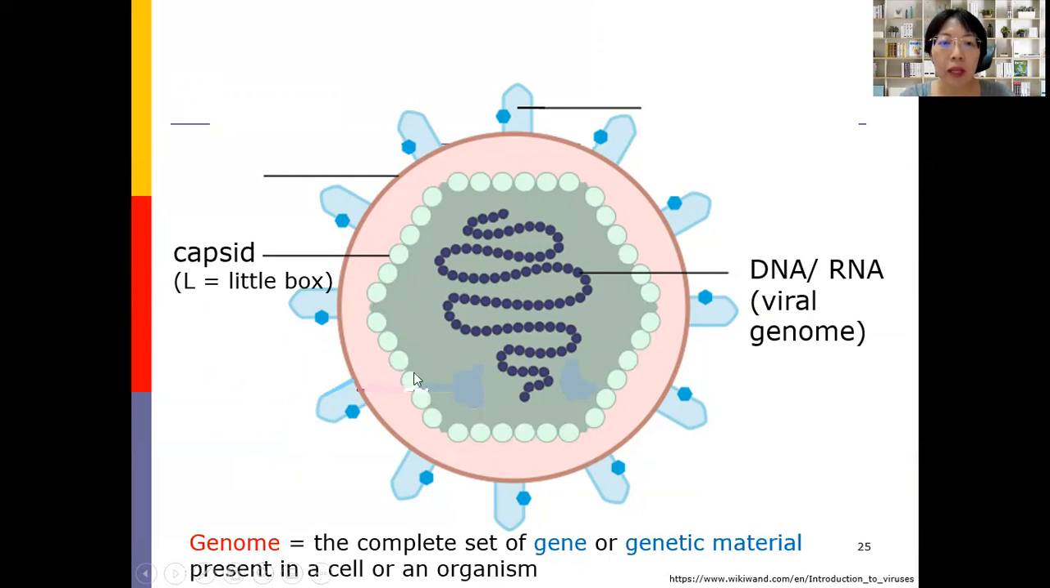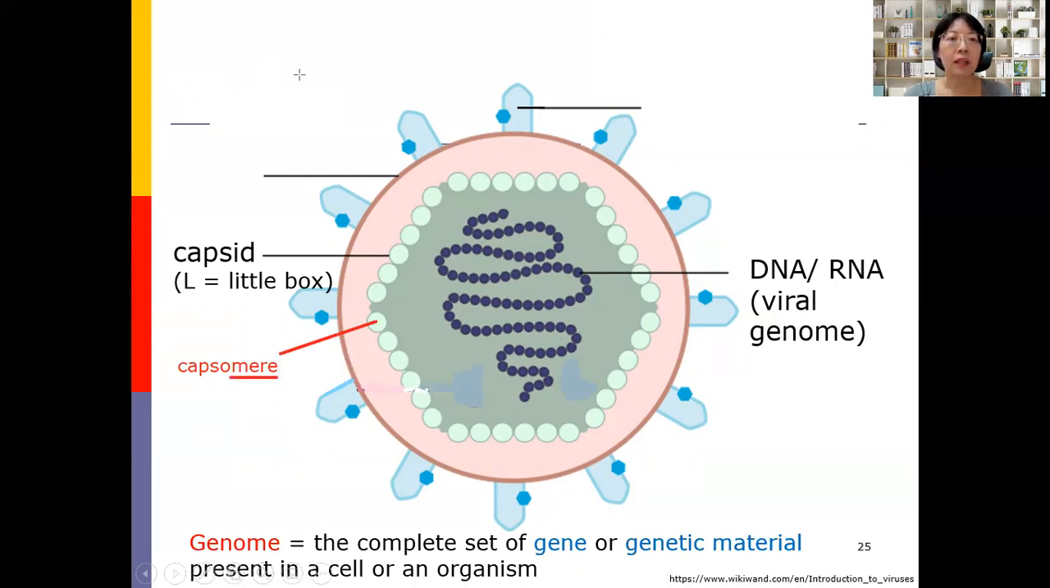Now, this little box here, can you see it's made up of a lot of spherical structures that join up together to form the wall of the box. So this little spherical structure here is actually a protein. So this protein is called the capsomere.